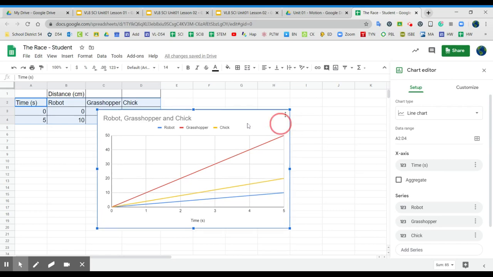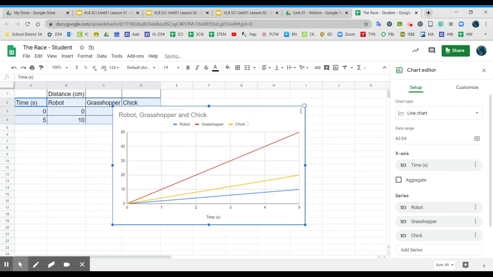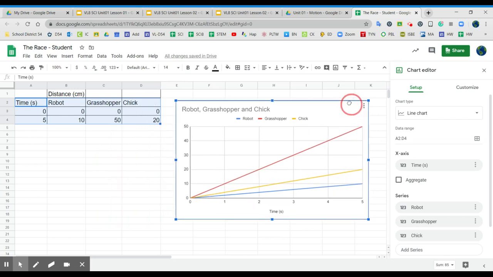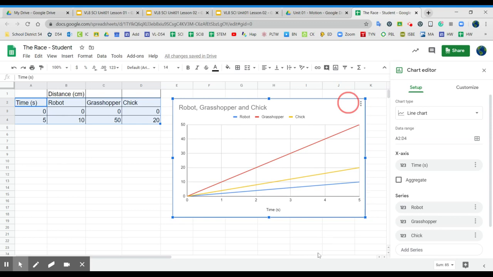Now, it's not perfect. I'm trying to move it out of the way a little bit here, so we can still see our data, but that's okay. It's not very important. And there are a couple of changes I would like to make before you copy and paste this into your Google Slides. So first of all, it has the time at the bottom, but it doesn't show the distance here. So we're going to add that.